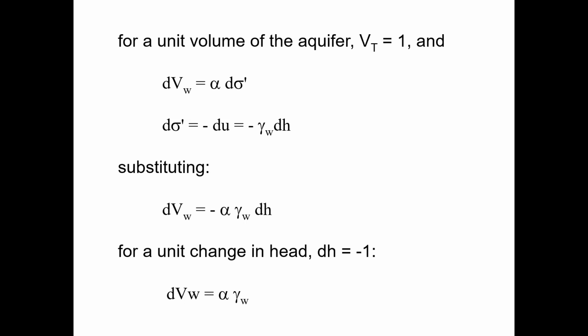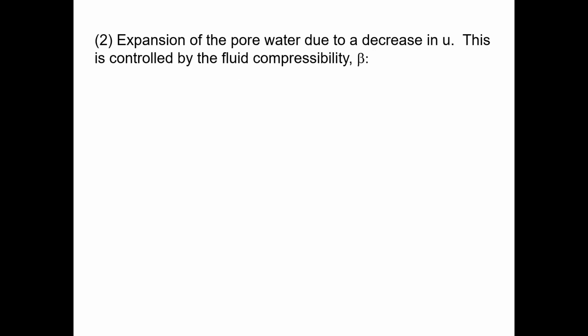Now, that's one component. This is the change in the volume of water in the unit volume of the aquifer due to a unit change in head resulting from a change in effective stress. But there's also, as I mentioned before, when the head drops, there's an expansion of the pore water due to a decrease in the pore pressure. And this is controlled by the fluid compressibility beta.